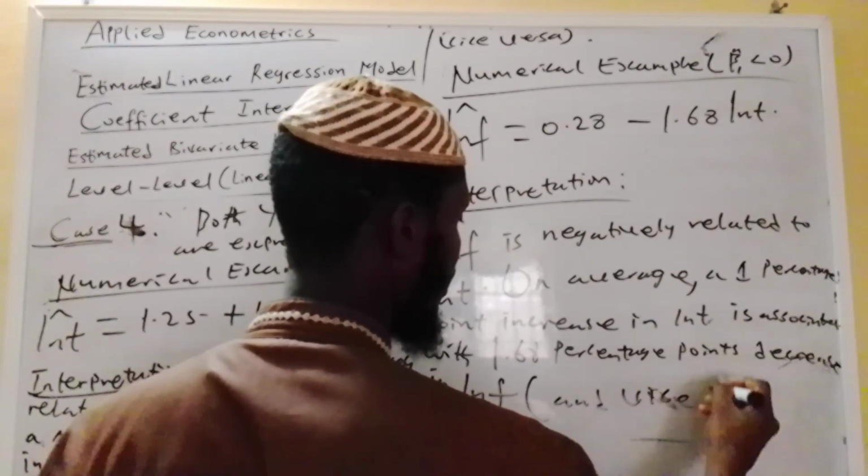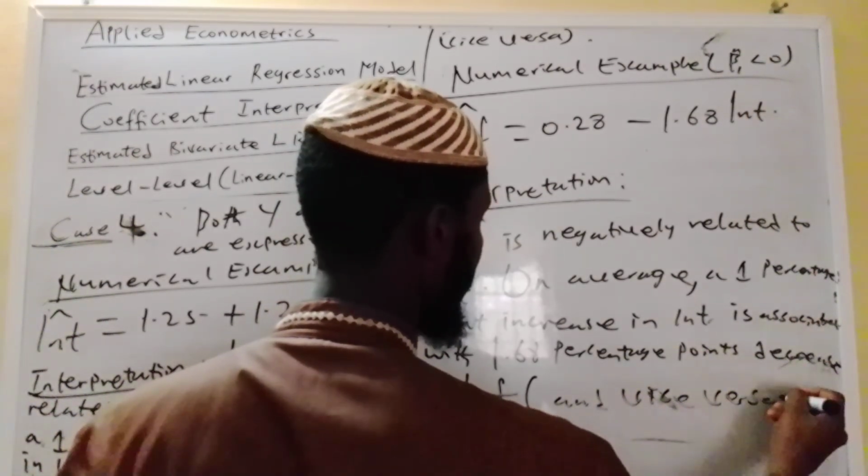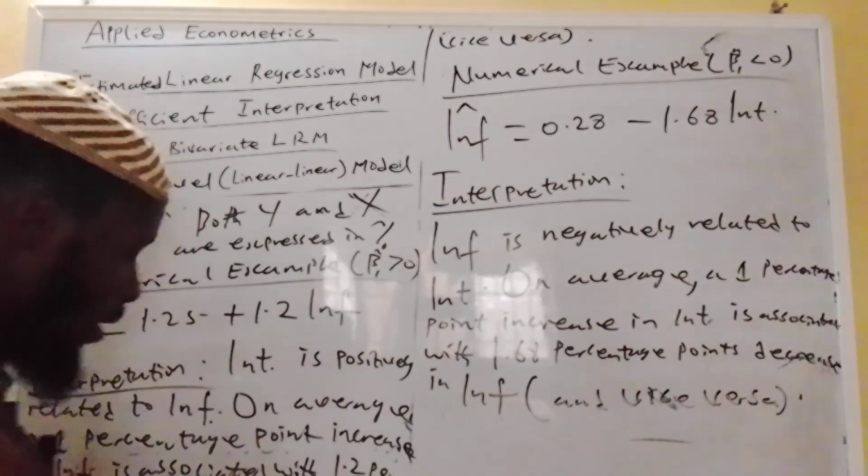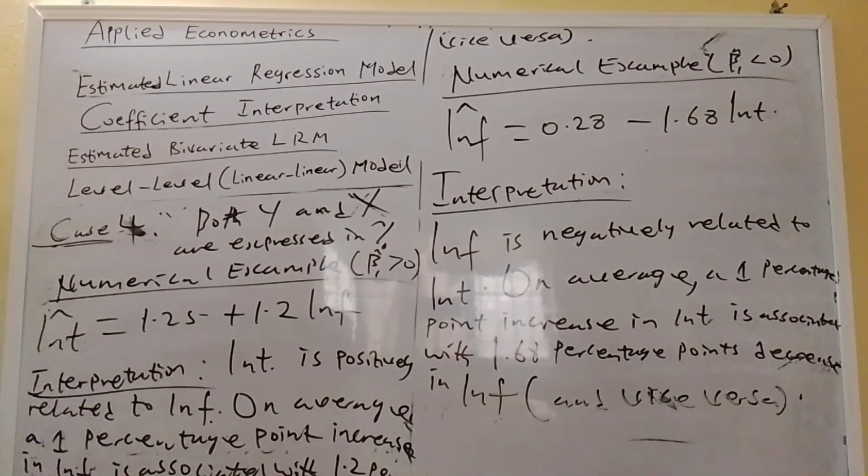Then put that in brackets. Hope that is clear. This is the end of the level regression model interpretation. In the next video, we'll be talking about log-level regression model interpretation.